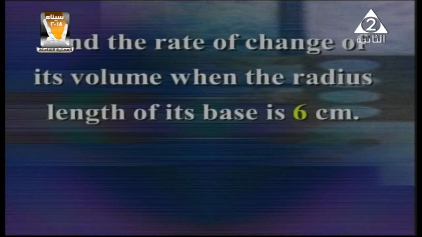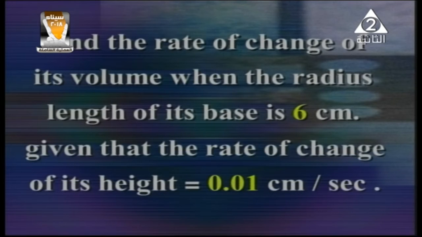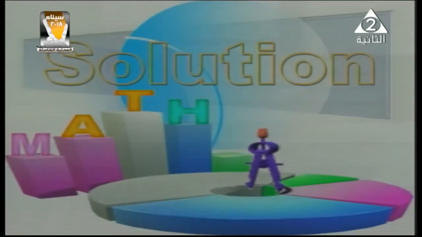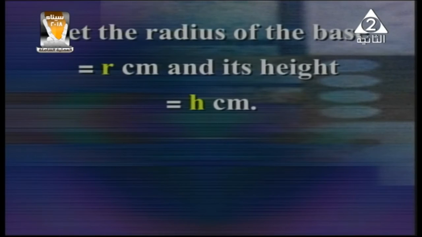Find the rate of change of its volume when the radius length of each base is 6 centimeters, given that the rate of change of each height equals 0.01 centimeter per second. Solution. Dear student, let the radius of the base be r centimeters and its height h centimeters.